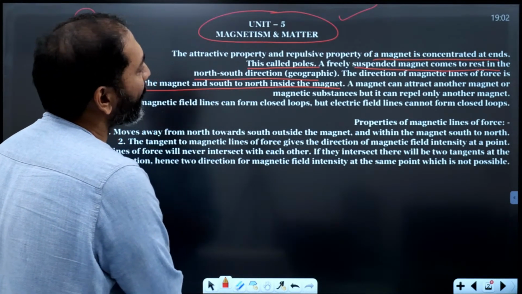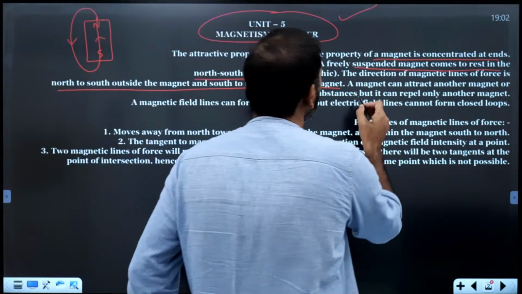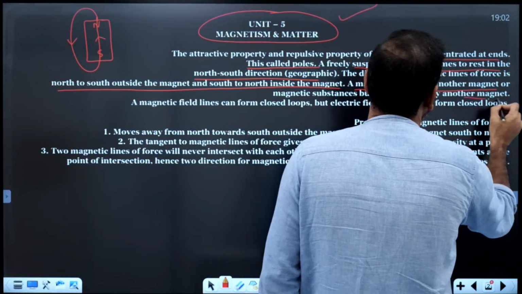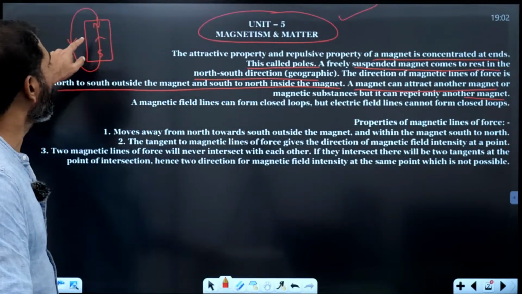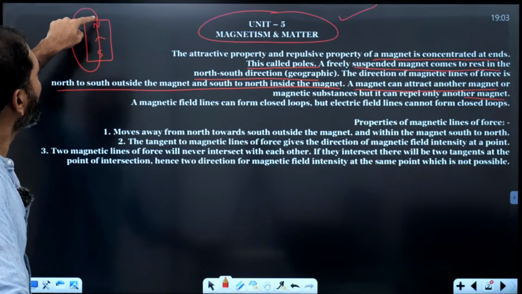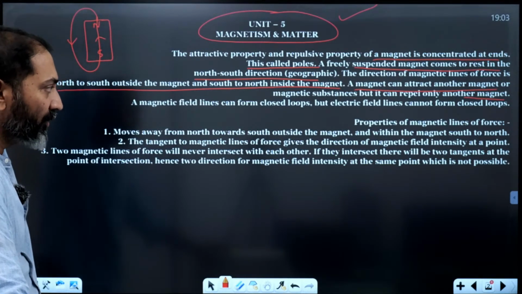A magnet can attract another magnet or a magnetic substance, but a magnet can repel only what? Another magnet. See, what is the direction of magnetic lines of force? North to south outside the magnet, and within the magnet, south to north.